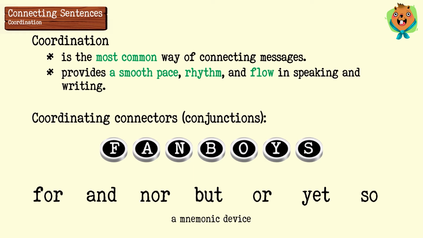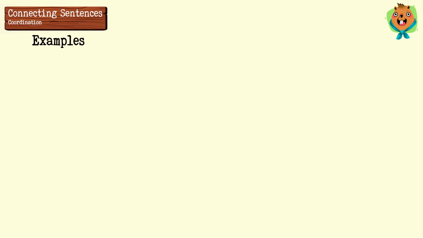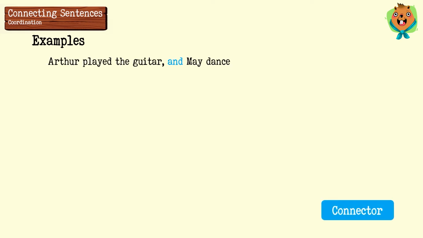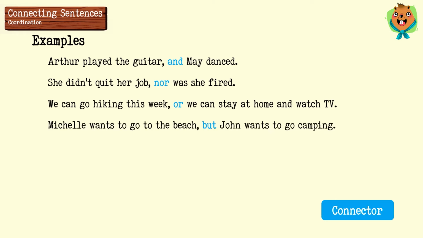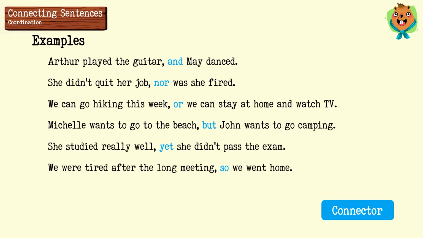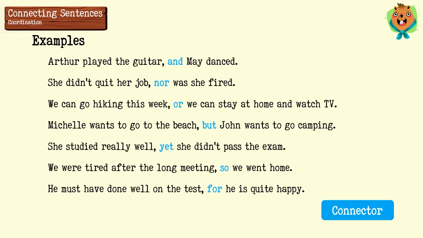Now, let's look at these conjunctions in sentences. Arthur played the guitar and May danced. She didn't quit her job, nor was she fired. We can go hiking this week, or we can stay at home and watch TV. Michelle wants to go to the beach, but John wants to go camping. She studied really well, yet she didn't pass the exam. We were tired after the long meeting, so we went home. He must have done well on the test, for he is quite happy.